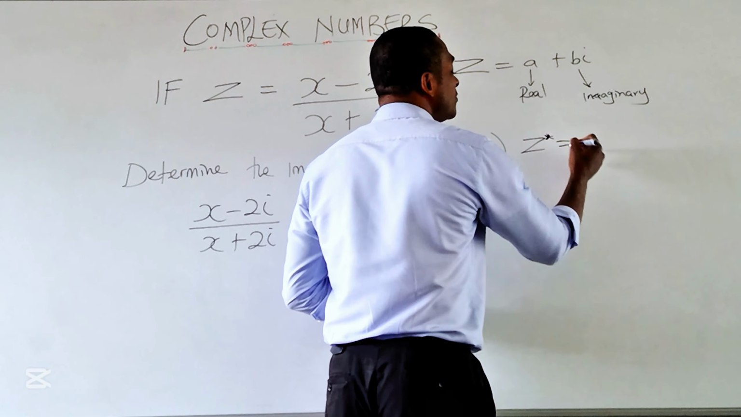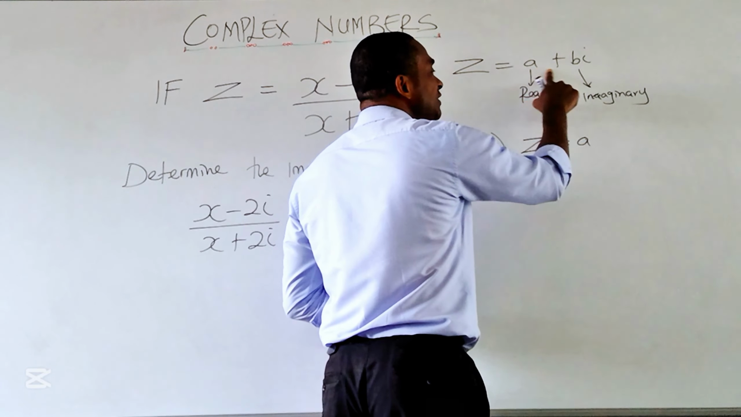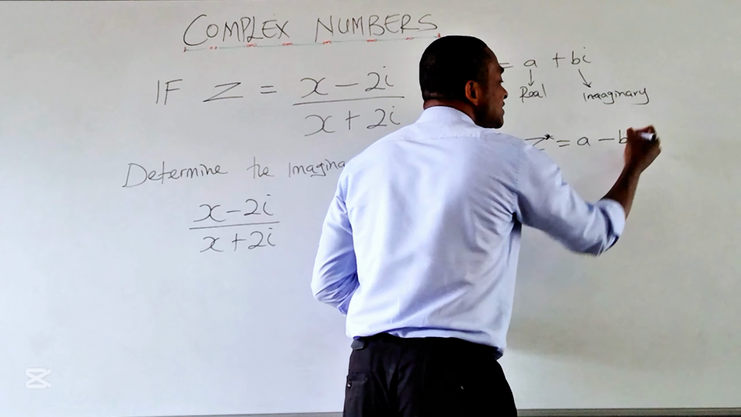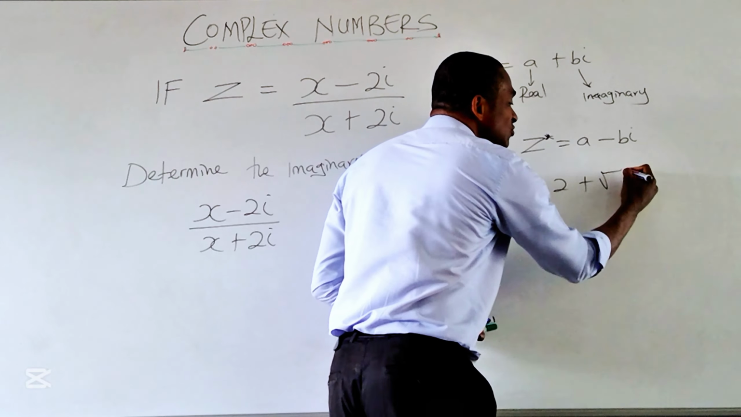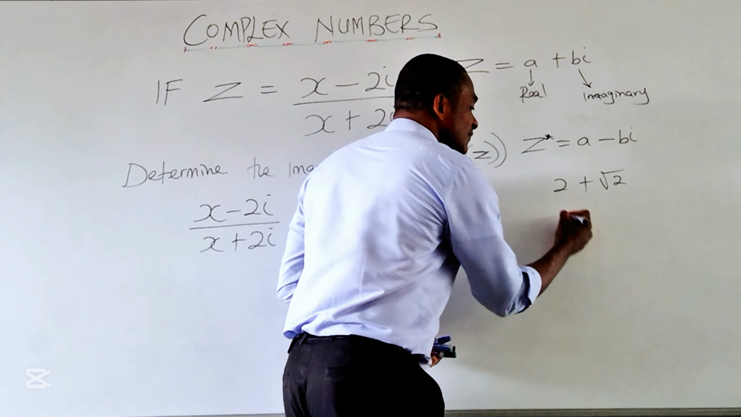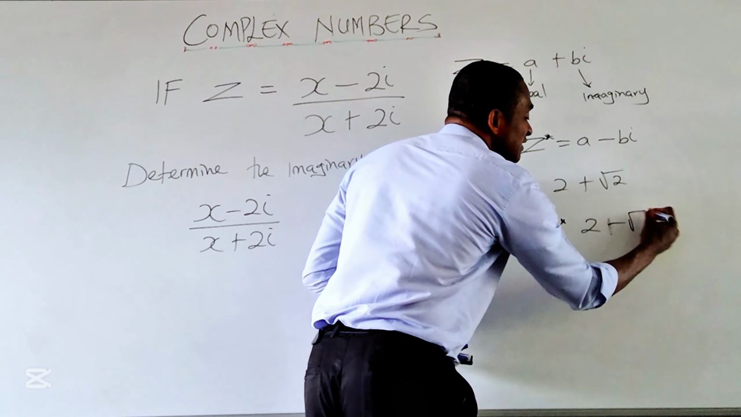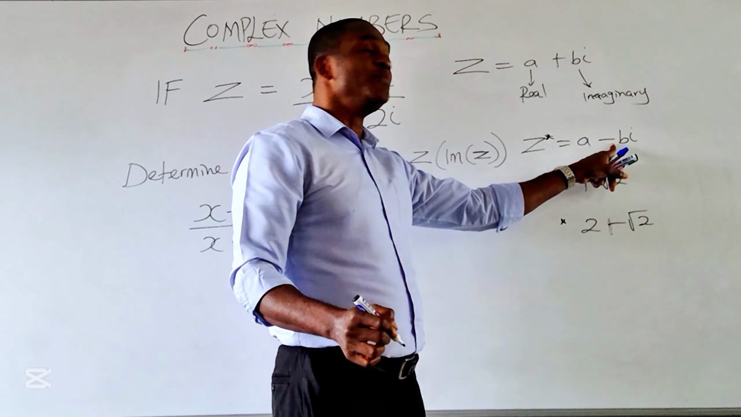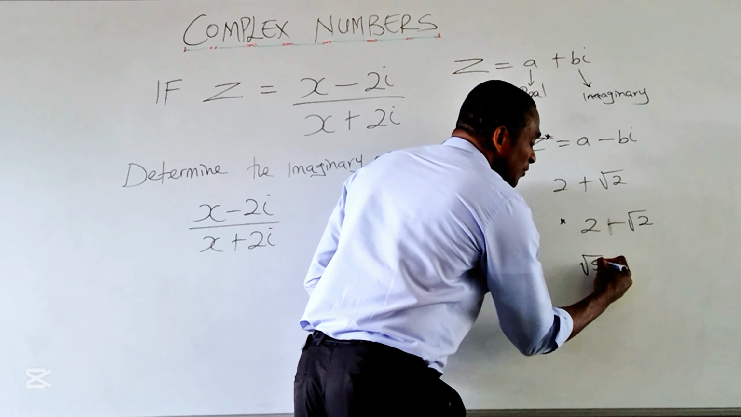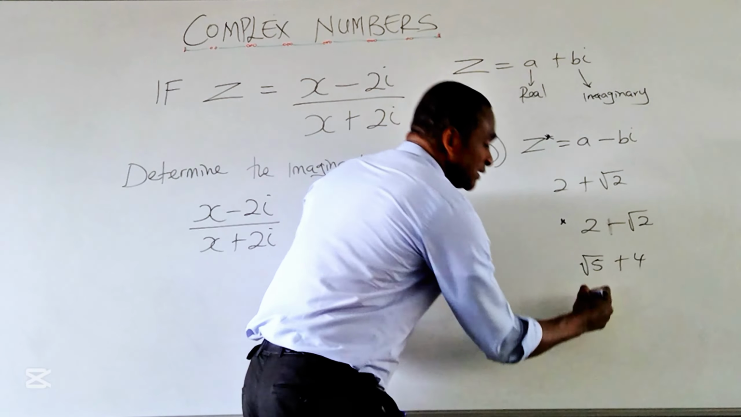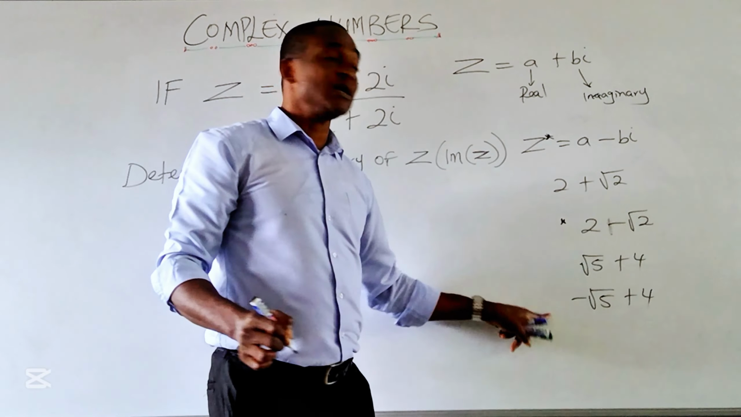The conjugate of a complex number or a surd: if the expression is a plus bi, the conjugate is just changing the sign of the imaginary part. So even if it's a surd, if we have 2 plus root 2, change the sign. So the conjugate here will be 2 minus root 2. Please note, the conjugate is on the root or on the complex part, not on the number. So even if we have something like root 5 plus 4, the conjugate is on root 5. So we have negative root 5 plus 4. So please take note of that.